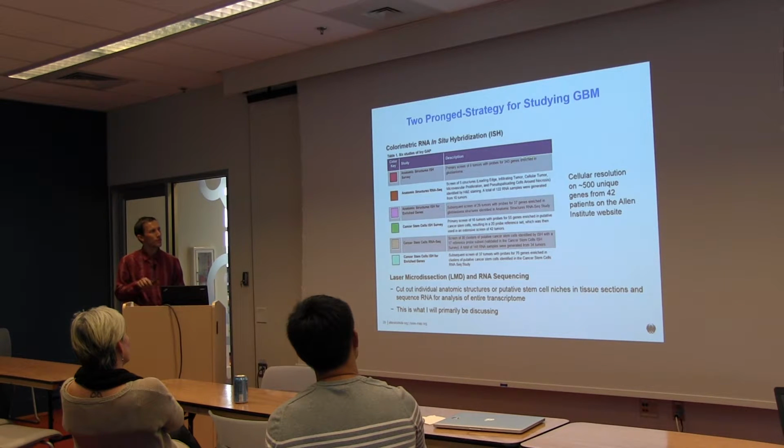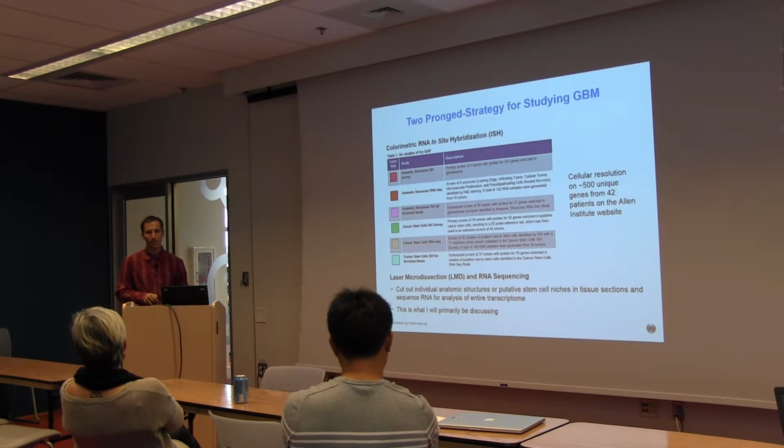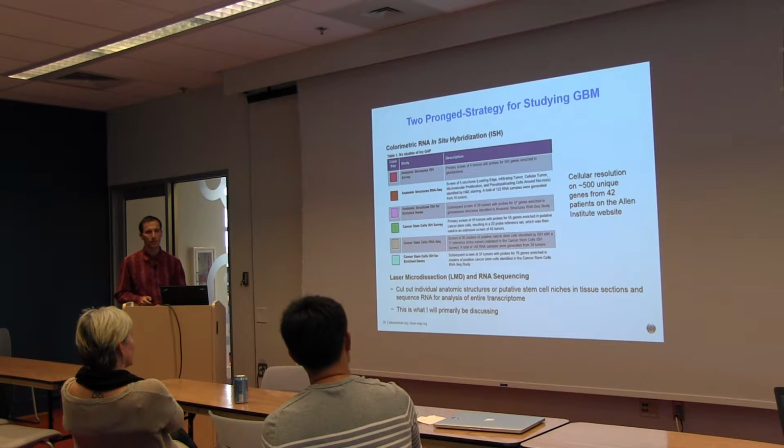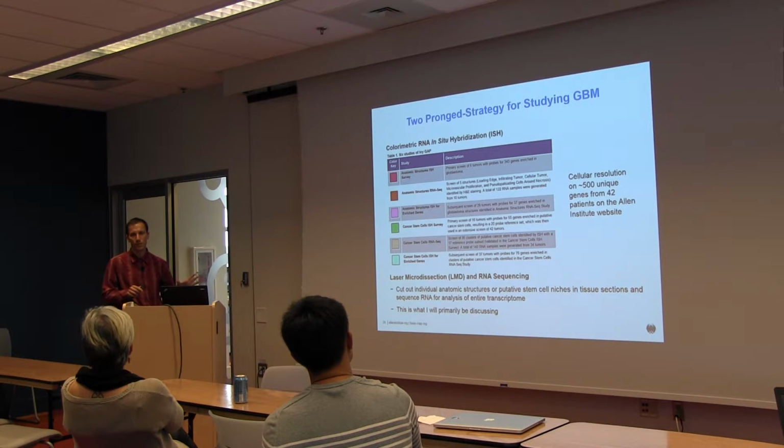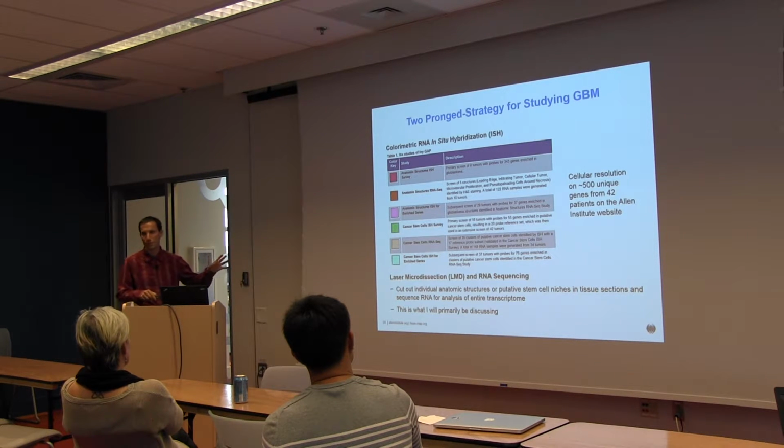All right, so there's two basic components to this, two data types that were primarily used in this data set. There's in situ hybridization that spans 6 different projects, but overall it's about 500 different genes on 42 patients that have in situ hybridization data of some kind in this resource. And you don't have to know the differences between these projects to be able to find whatever data is available on your gene of interest in the website. You can just type in your gene and it'll bring up whatever's there.